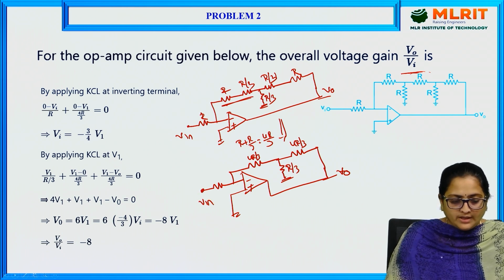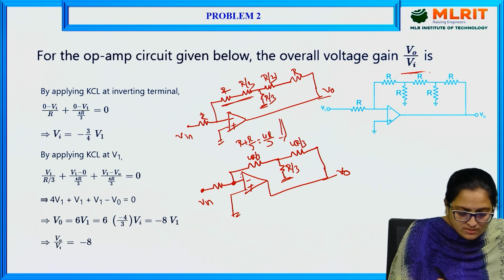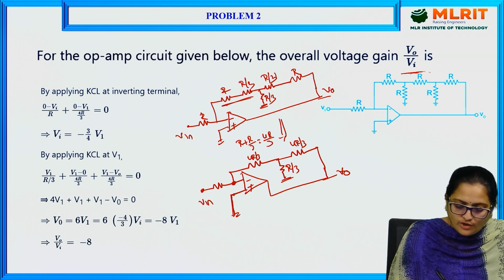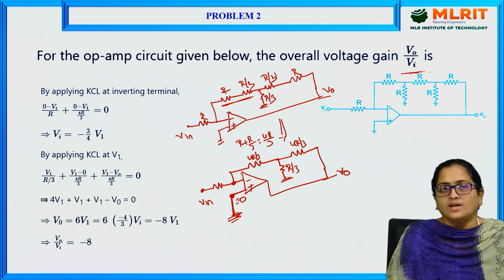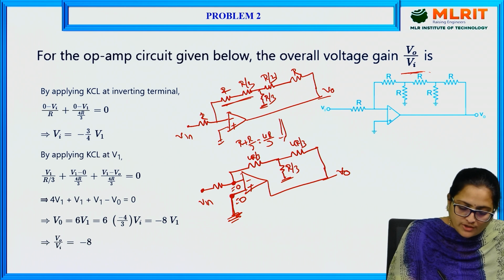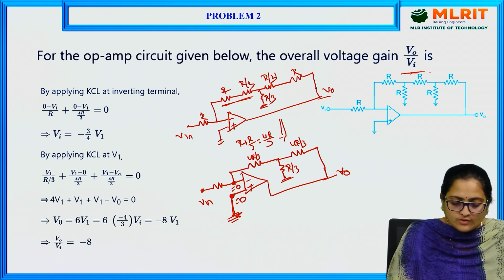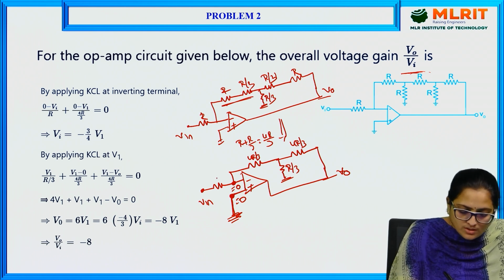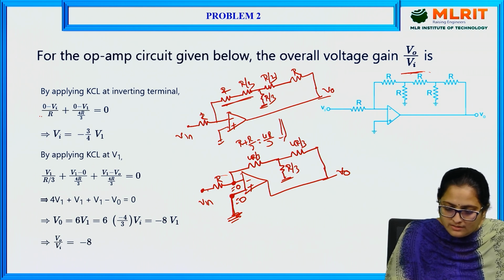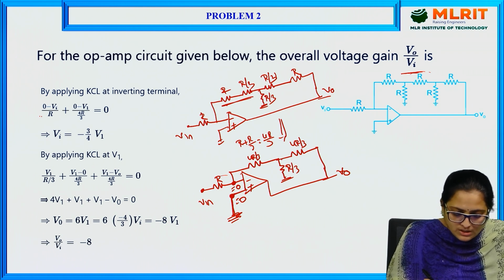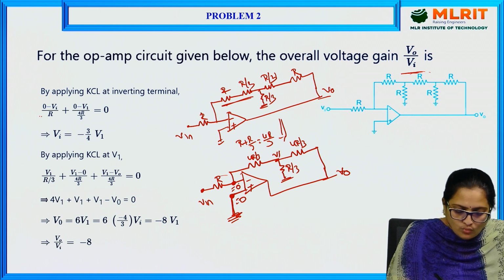Now applying a KCL across this terminal. As the non-inverting terminal is connected to ground, the voltage across this will be 0. By applying the virtual ground concept, the voltage across this node is also 0. So you can write 0 minus Vin divided by R is the current across this arm, and let us assume this is V1. So 0 minus V1 divided by 4R by 3 is equal to 0.